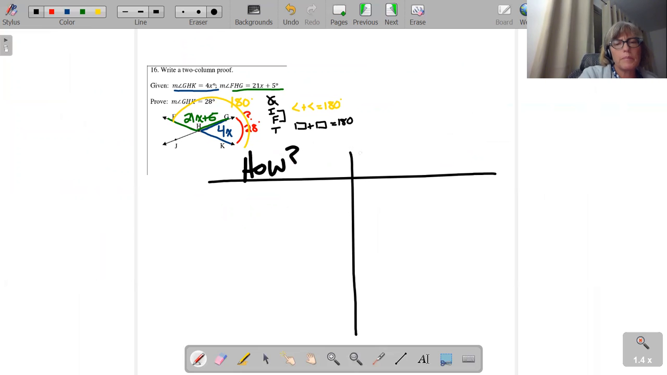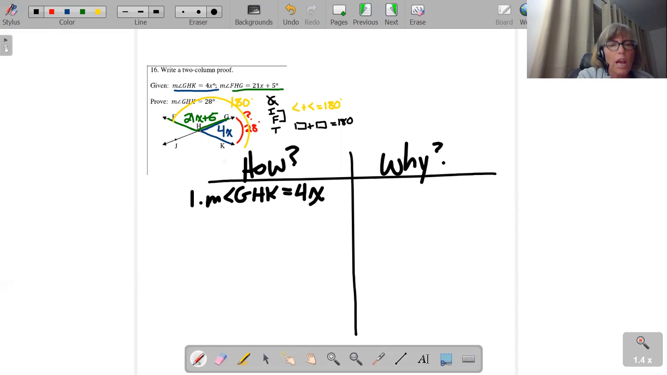How? Why? So number one, measure of angle GHK equals 4x. I can split the two givens up. I'll put them in one line if I really want to. And I know that's true because it's given. Measure of angle FHG equals 21x plus 5. That's true because it's given.